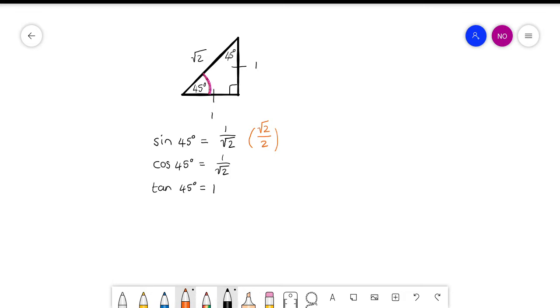Do you guys remember rationalizing the denominator? You say times by 1, né? So do you see when I do that, I get root 2 over 2. That's what they did here.